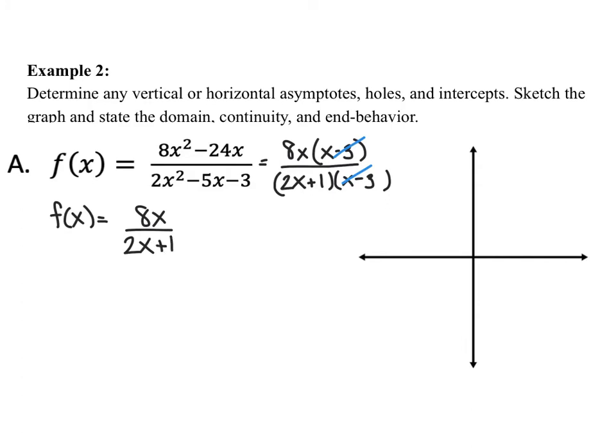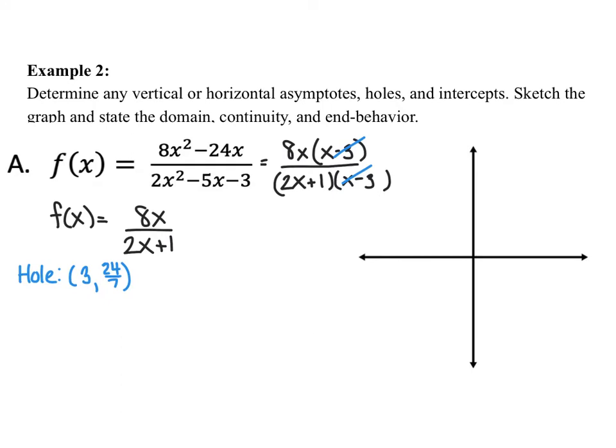Well, I'm going to begin with the hole I see, and that would occur at 3 based on the factors I canceled. Now, if you actually wanted to find the y value, you plug it into this simplified version. f of 3 would be 8 times 3 is 24 over 7. It would be 24/7. Check with your facilitator. He or she may be satisfied with you just finding the x value of the hole.